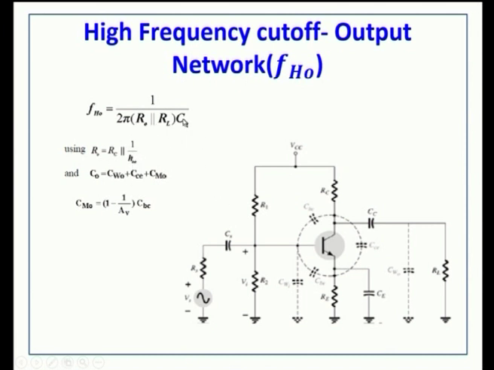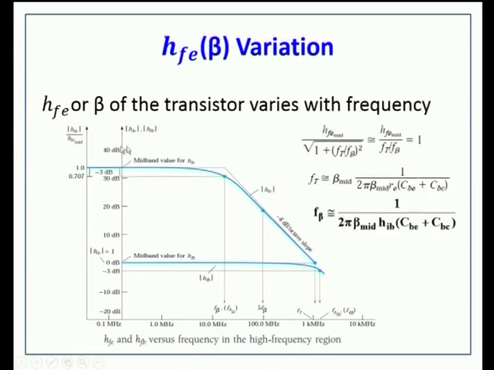So, because of this output capacitance, we have considered all the effects as the output capacitance CO, due to which we got a higher cutoff frequency FHO. Okay. Another term is HFE. How does the HFE vary between the common emitter configuration and common base configuration?